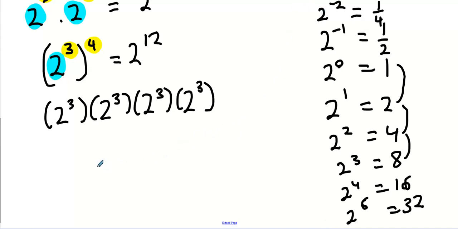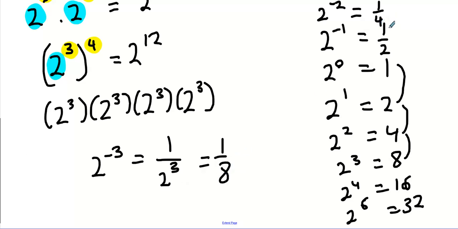Last thing here. If I gave you 2 to the power minus 3, all you do is put a 1 on top and you put 2 to the power 3 on the bottom. And what's 2 to the power 3? An 8. That was the next one in the list, wasn't it? Half a quarter to get it. An 8. Yes.